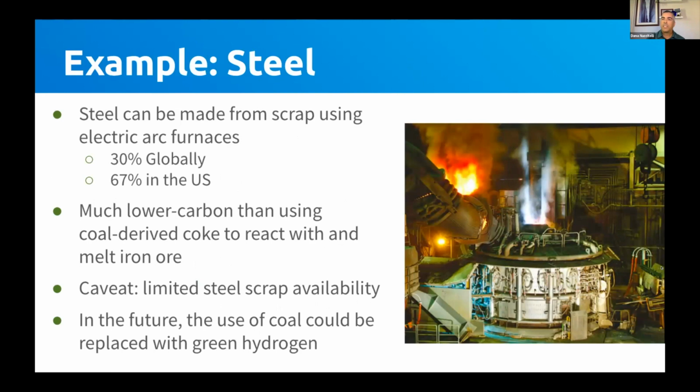One specific example I like to give is steel. And so there are basically 2 main ways that steel is made. One way is from taking scrap and essentially recycling it using an electric arc furnace. That's how about 30% of steel is made globally, but in the US, it's how about 2/3 of our steel is made. And making steel through this process is much lower carbon than using coal or some other fossil fuel to get the high temperatures needed to melt iron ore.